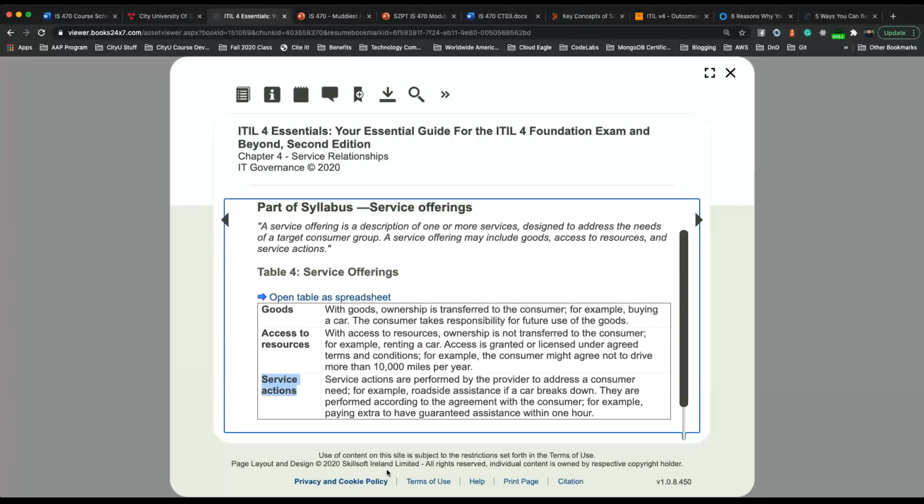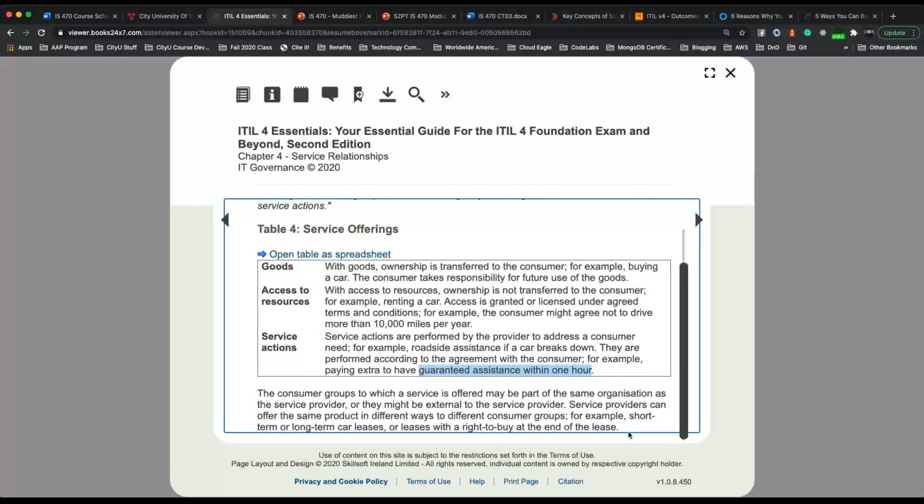Next, service actions. These are performed by the provider. So let's say a consumer needs roadside assistance if the car breaks down. They are performed according to the agreement with the consumer. For example, the consumer paid extra to have guaranteed assistance within 1 hour.